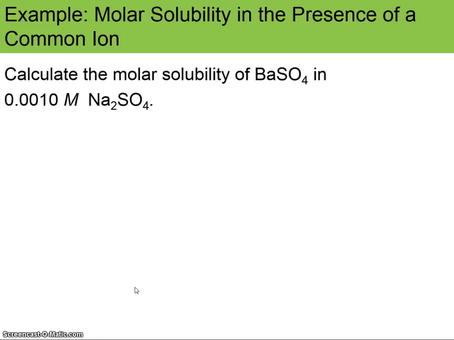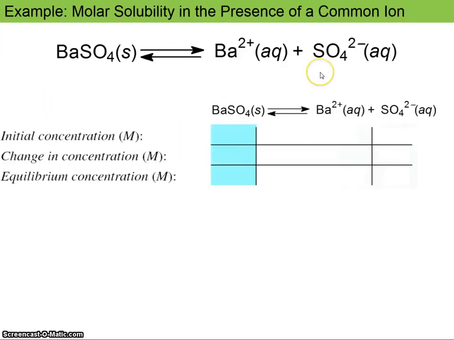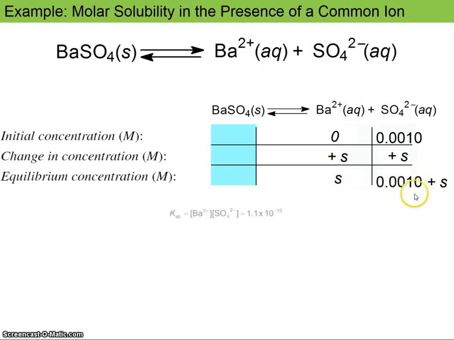Calculate the molar solubility in the presence of a common ion. So we're going to calculate the molar solubility of barium sulfide in the presence of 0.01 molar sodium sulfide. So we'll set up our balanced chemical equation, set up our ice table. We've got no barium to start, so our initial concentration is 0 for the barium and 0.001 for the sulfate. We're going to gain a little bit of barium. We're going to gain a little bit of sulfite. This is a 1-to-1 stoichiometry, so it's S and S here. So our equilibrium concentrations are S and 0.001 plus S.